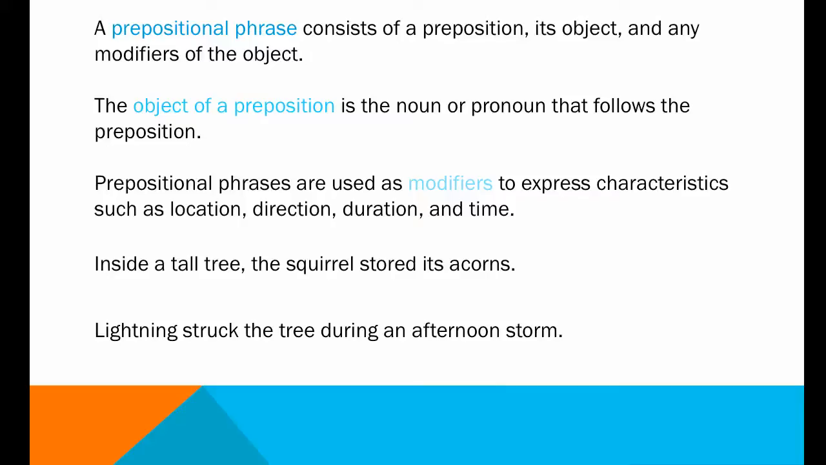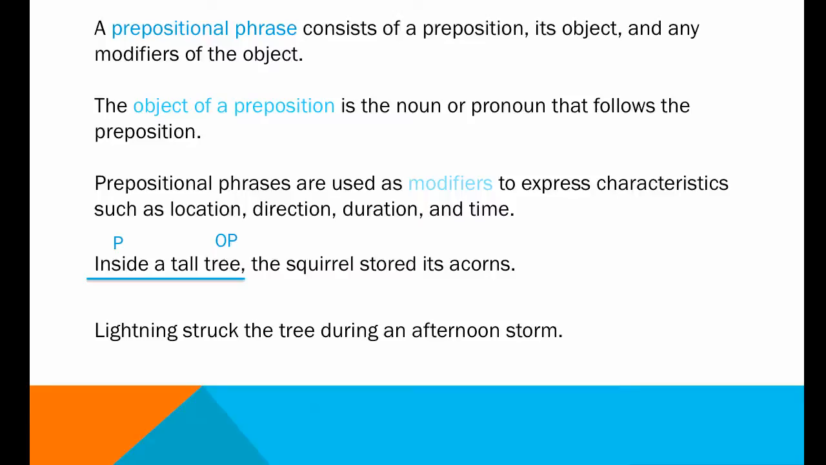Prepositional phrases are used as modifiers. They essentially function as adjectives and adverbs in a sentence. They express characteristics such as location, direction, duration, and time. Here are some examples. Inside a tall tree, the squirrel stored its acorns. The prep phrase inside a tall tree starts with the preposition inside, ends with the object of the preposition tree. A, tall are both adjectives of tree. They're modifiers of tree, so they are part of that prep phrase. This entire prep phrase tells us where the squirrel stored its acorns. So that's what I mean by prepositional phrases function as adjectives and adverbs. This whole phrase is really functioning as an adverb phrase telling us where the squirrel stored its acorns.